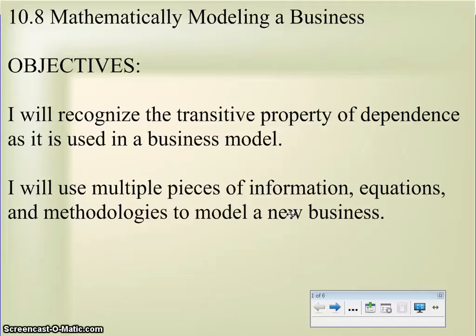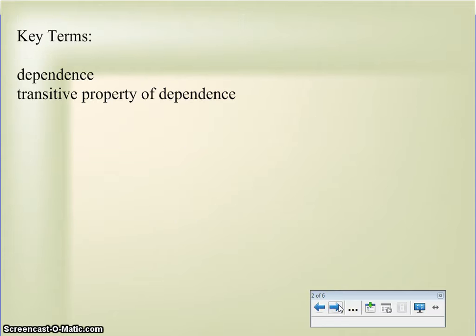All right, let's go ahead and get into the very last chapter in the last unit for Financial Math 2, and this is on mathematically modeling a business. Our objectives for today: I will recognize the transitive property of dependence as it is used in a business model, and I will multiply pieces of information, equations, and methodologies to model a new business. Our key terms: dependence and transitive property of dependence. Make sure that you've reviewed those in the textbook before moving on with this video.